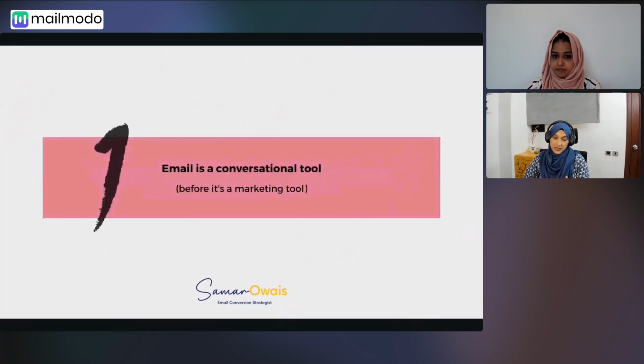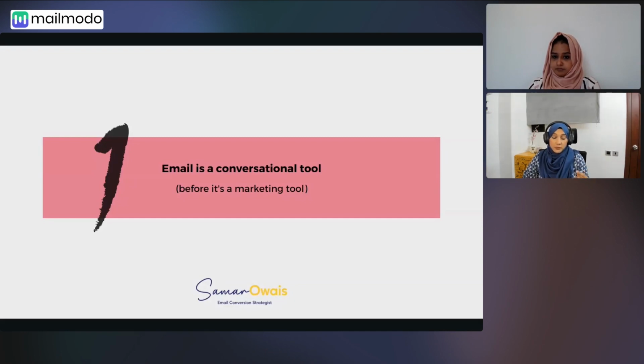The first one being that email is a conversational tool before it's a marketing tool. Now, most people, except marketers like you and I, use email to communicate, right? And a conversation is a two-way street. That means when you send an email to somebody, you are starting a conversation. And if you're starting a conversation with, hey, buy this, then you're no better than a pushy door-to-door salesman that we all hate.